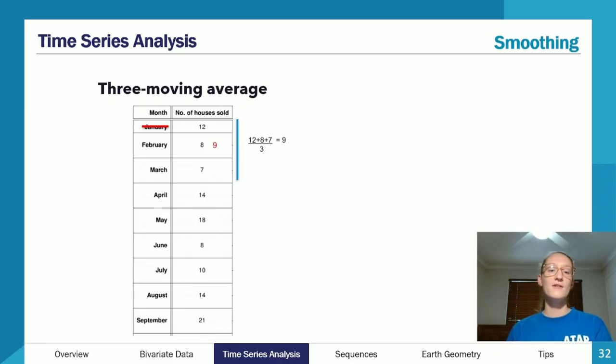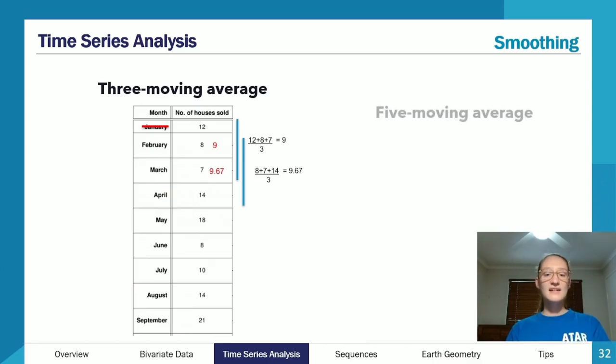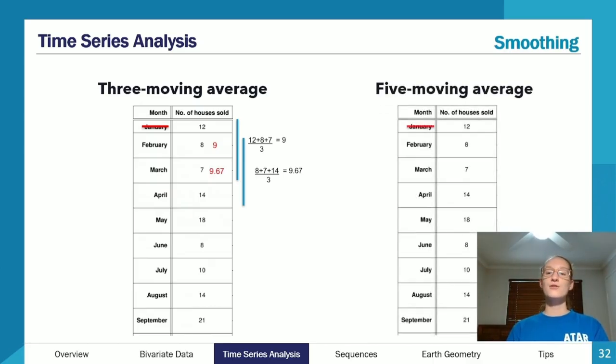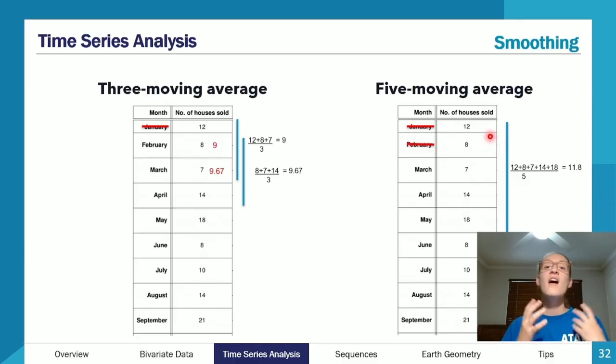Then we can find the value for March by taking the average of February, March, and April: 8, 7, and 14. We add them together and divide by 3, just like with any other average, and we get 9.67. We can do the exact same all the way through. We can also do the same with the 5 moving average, the main difference being that we lose our first 2 data points, because again, we don't have 2 points before January to use.